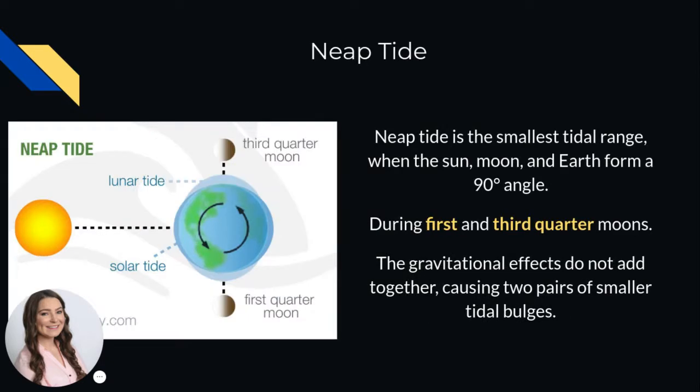The second type of tide is called a neap tide. A neap tide is the smallest tidal range when the sun, moon, and earth form a 90-degree angle during the first and third quarter moons. The gravitational effects do not add together, causing two pairs of smaller tidal bulges.